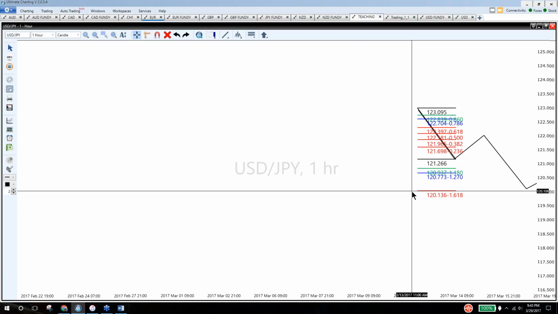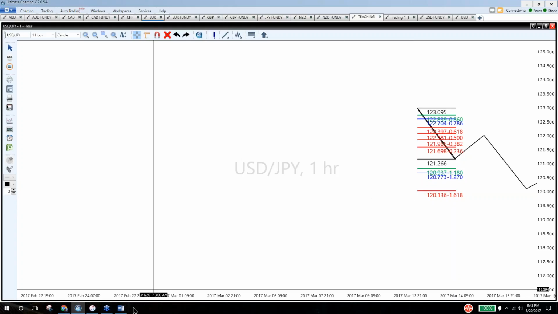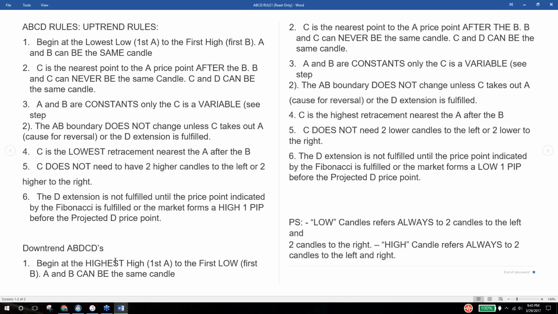All right, it hasn't touched the D extension. So since the market has not satisfied the D extension, the Fibonacci is not satisfied. Right? If the Fibonacci is not satisfied, it's not done. We talked yesterday in the Fibonacci discussion that the current AB boundary that you're working with, remember, the AB boundary does not change unless C takes out the A or the D extension is fulfilled.